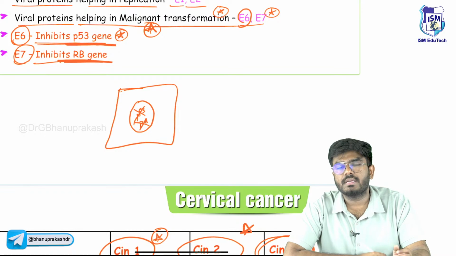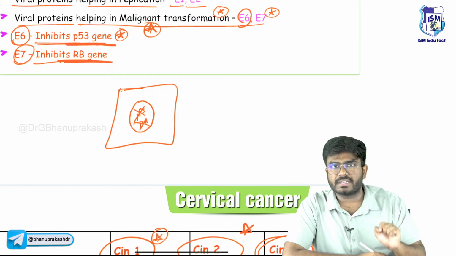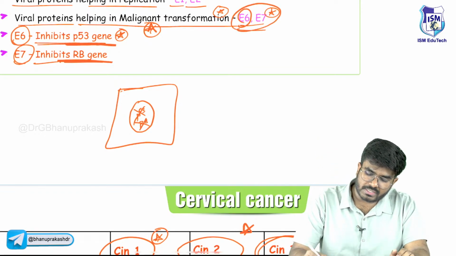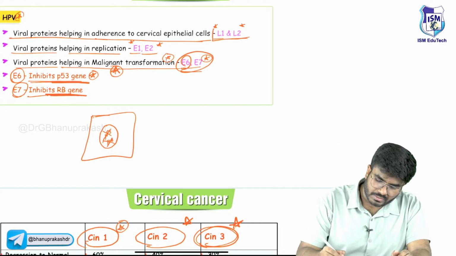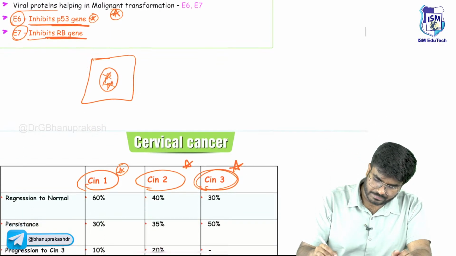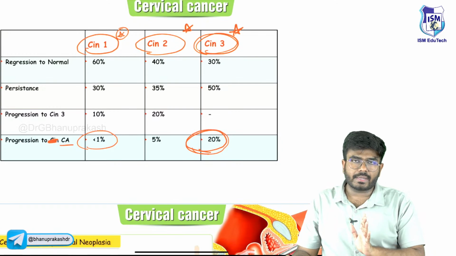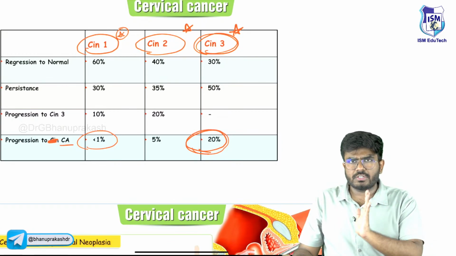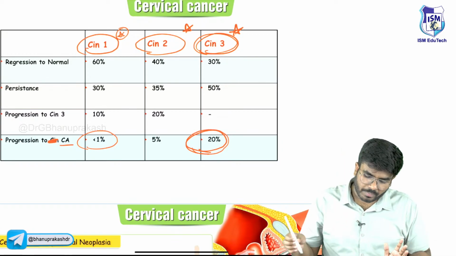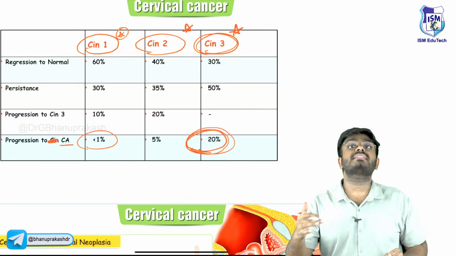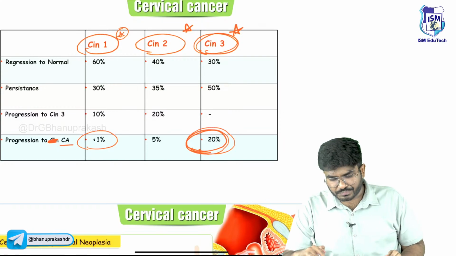So simple as that. L1, L2 for latching attachment, E1, E2 for replication. Which proteins are responsible for the malignant transformation? It is E6 and E7. Okay, I have told you which pre-malignant condition. Is it C1, C2 or C3? It's C3. If the patient has C3, there is a 20% chance that the patient can end up in cancer. Okay, so done.